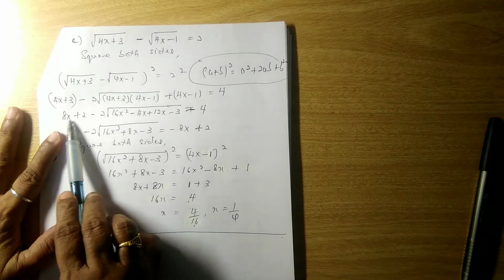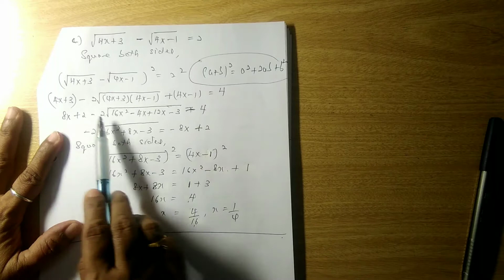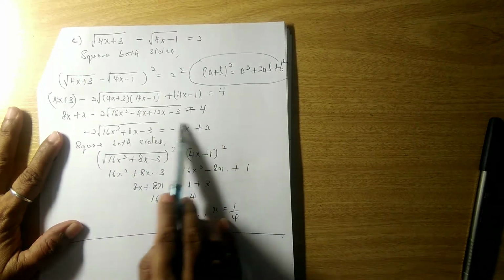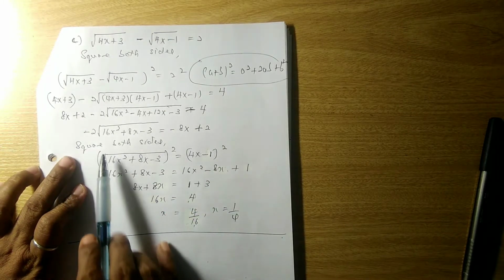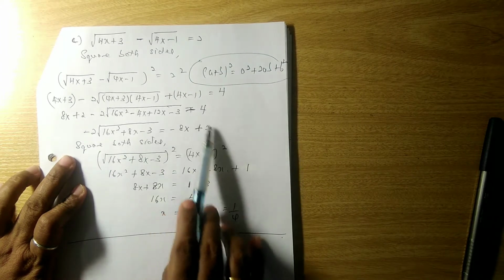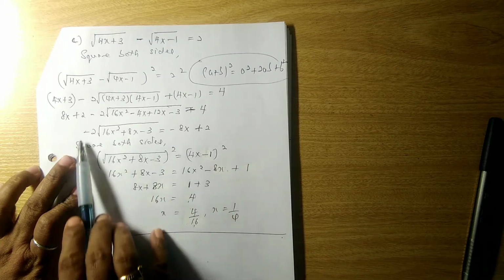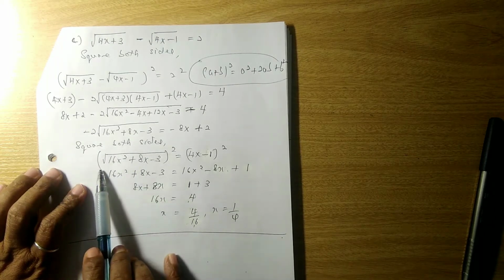So all this can be moved over. So it's 4 minus 8x minus 2. So you'll get this. So now what you can do is you can bring the negative 2 over. So you actually simplify. You'll get 4x minus 1. Because it's a negative, the symbol changes. So I'm going to square both sides.